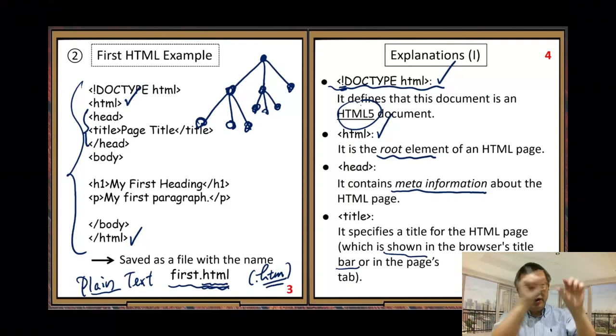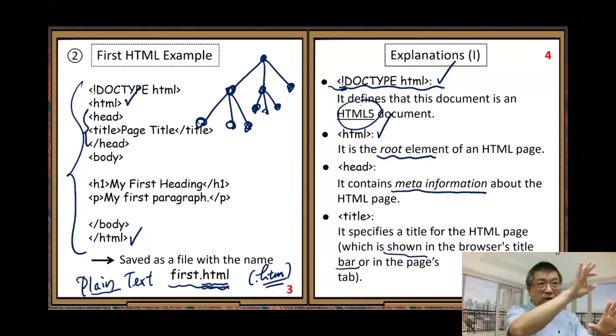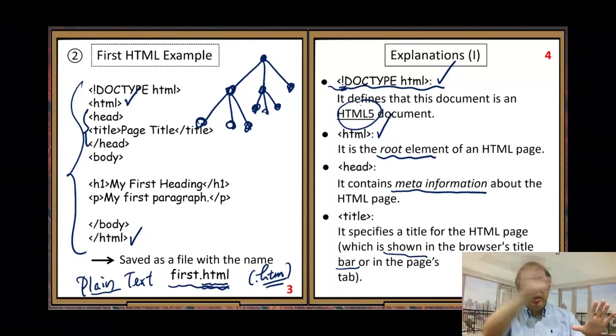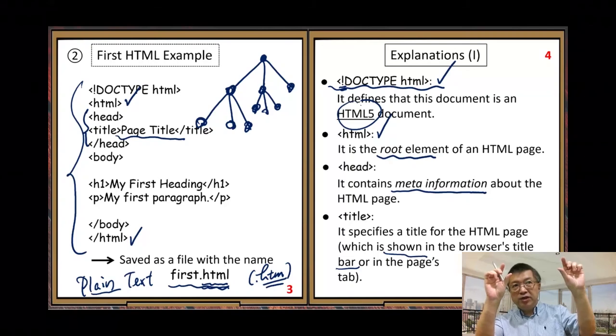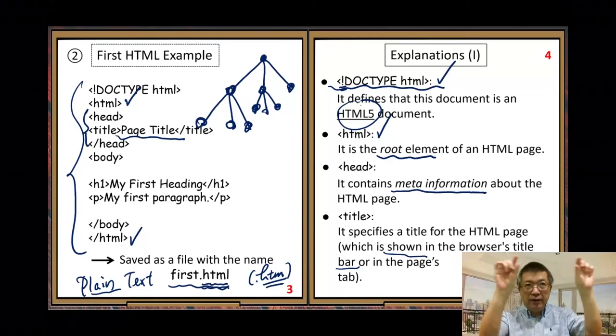Look at the tab. In the browser window, you open many pages. Each page has a title bar. The text displayed in that title bar is the title element. So we put this page title here, and this piece of text is displayed in the title bar.